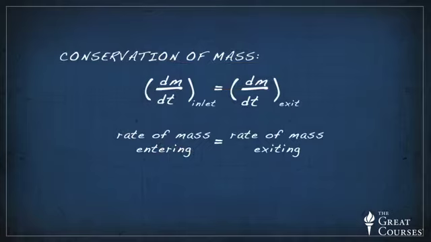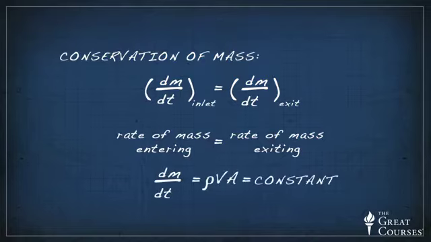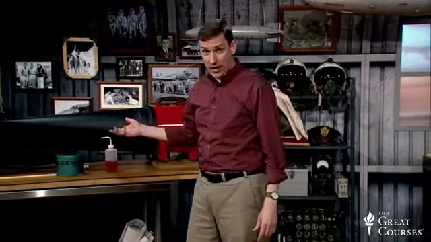Recall that mass can neither be created nor destroyed. This directly leads to a very helpful equation in aerodynamics, where the product of density, cross-sectional area, and velocity is a constant at any point within a wind tunnel. This explains why the velocity goes up when the cross-sectional area goes down.